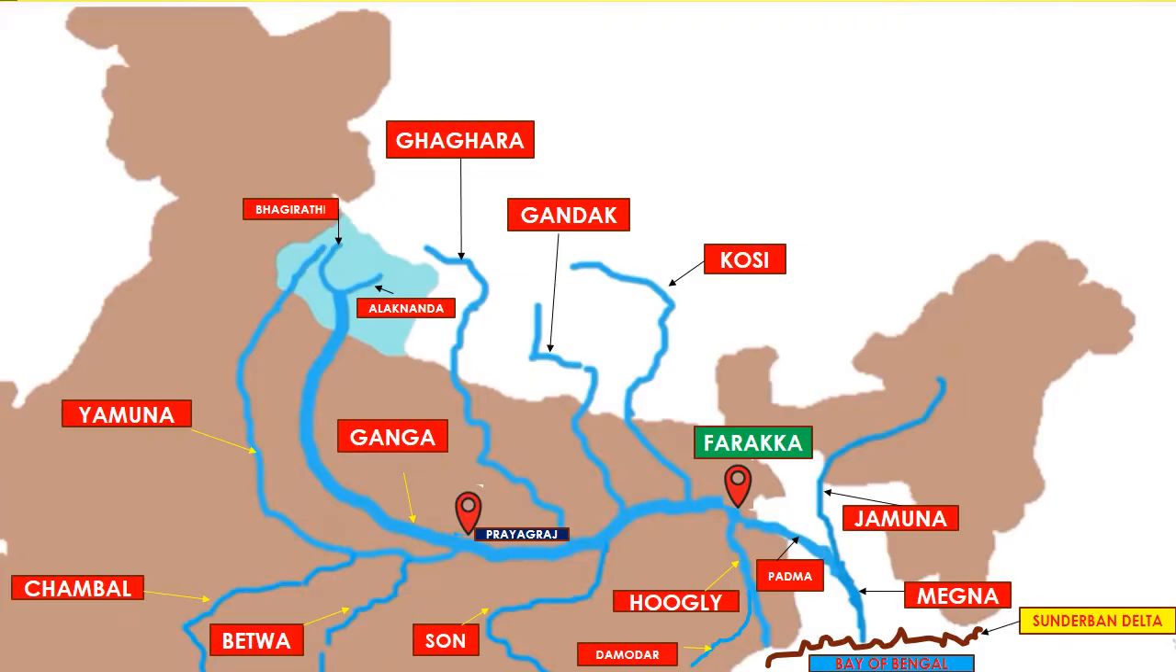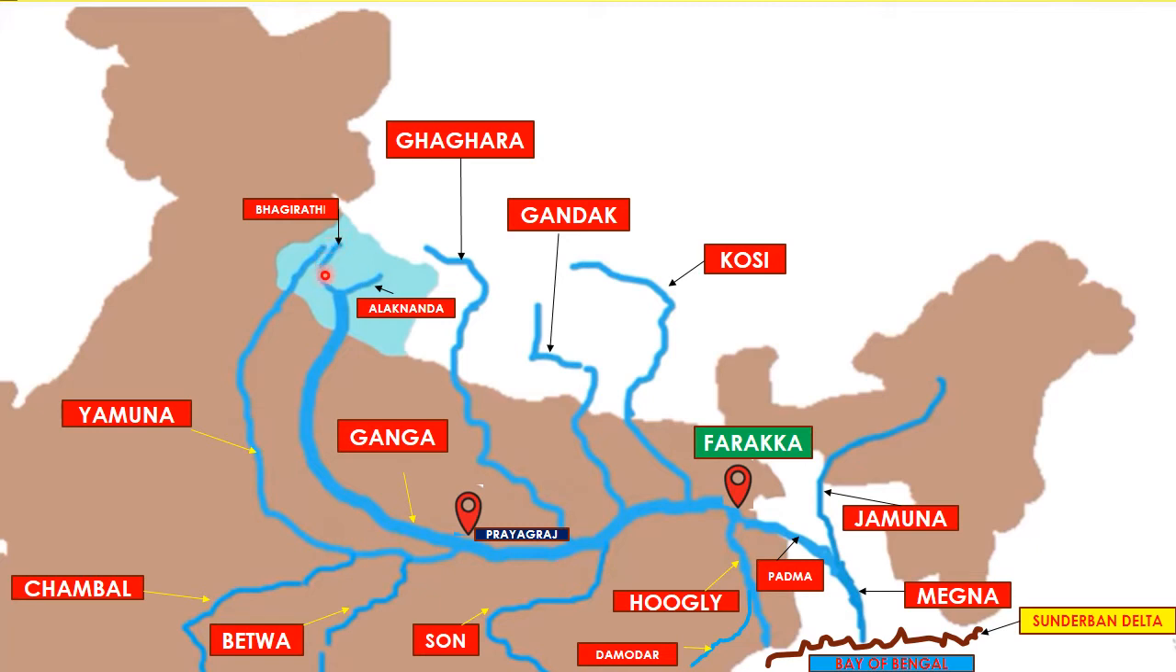Children, this slide shows clearly the entire journey of the river Ganga along with its tributaries. Okay, let's look at it. So you can see the origin is in the Gangotri glaciers, and from there the river Bhagirathi flows. It is joined by Alaknanda and they meet at Devprayag, and from there it is called Ganga.